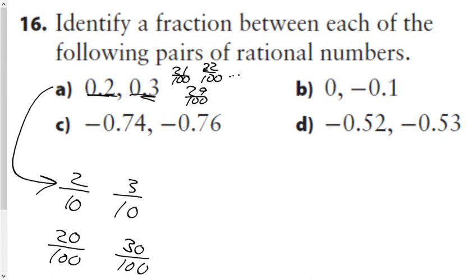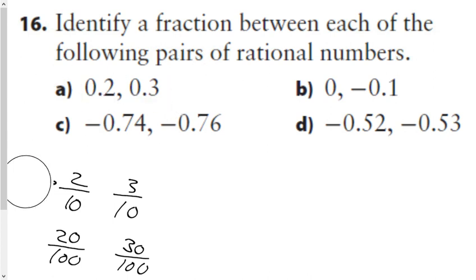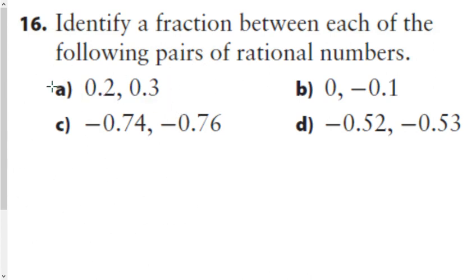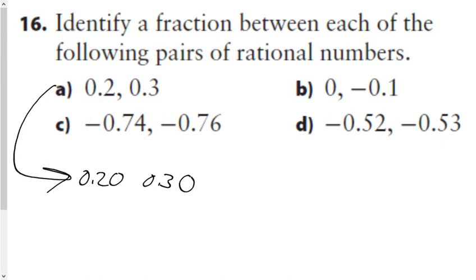You can change the decimals to fractions, create them as equivalent fractions with larger denominators so you can find something in between. As long as the denominators are the same, you can compare them. Another way you could have done that to find the fraction is say, well, 0.20 and 0.30 are decimal forms. Choose a decimal that's between there. In this case, I'm going to choose 0.21. That's between there in decimal form.